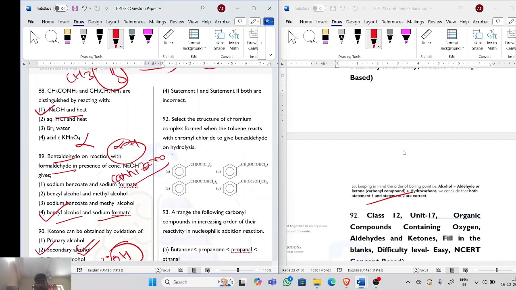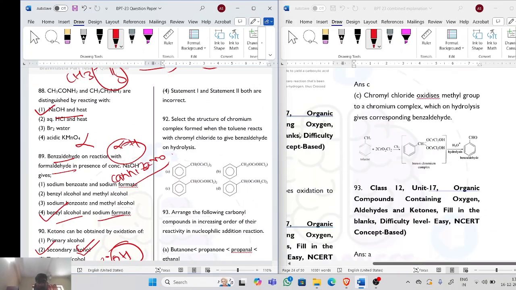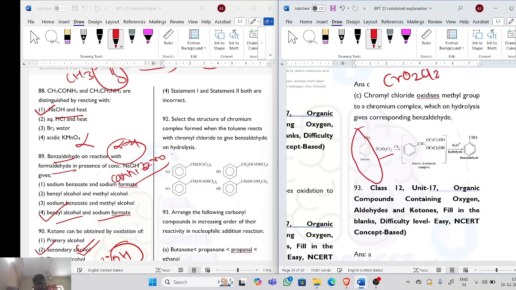Now question number 92. Select the structure of the chromium complex formed when toluene reacts with chromyl chloride to give benzaldehyde on hydrolysis. First of all we have toluene on the reactant side and we have chromyl chloride. The formula for chromyl chloride is CrO2Cl2. On reaction with this it will give this compound, which is a brown chromium complex. Now this complex on hydrolysis will give the benzaldehyde. So option number 3 is our correct answer.